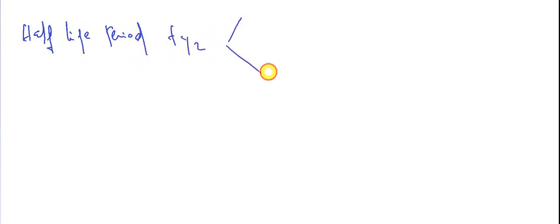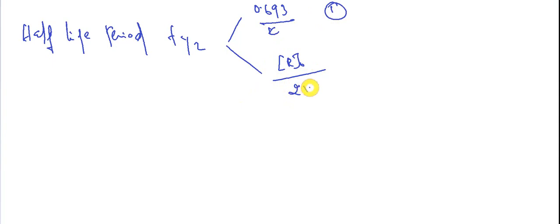So T half for first order reaction is 0.693 by K. For zero order reaction, it is concentration of R naught by 2K. Got it? I think this is enough. Then we can get into the numericals now. Let's work out this question.